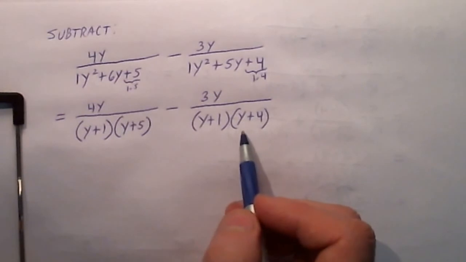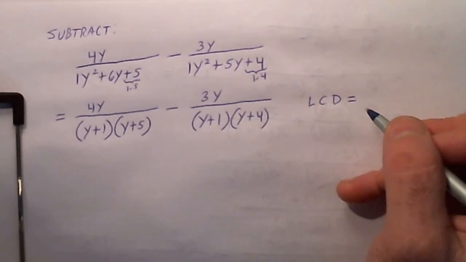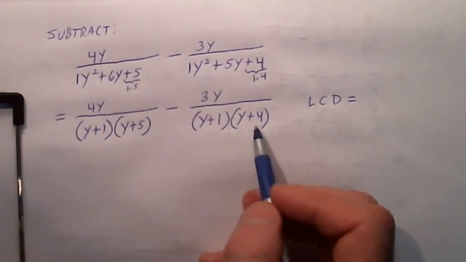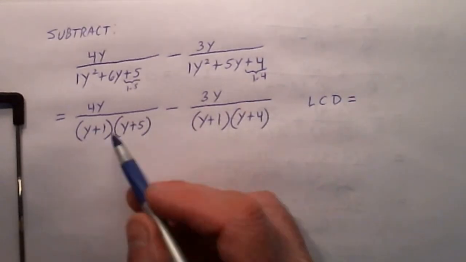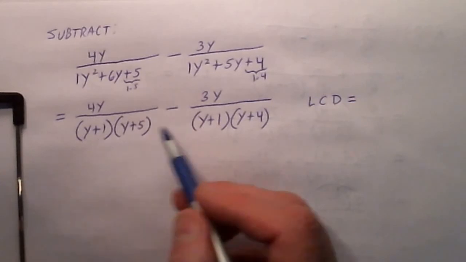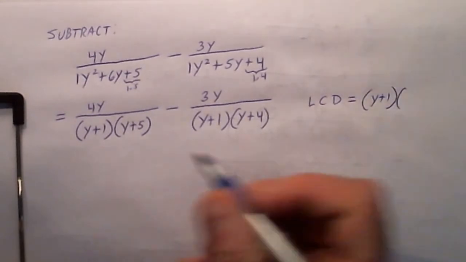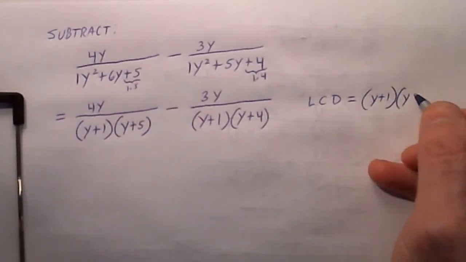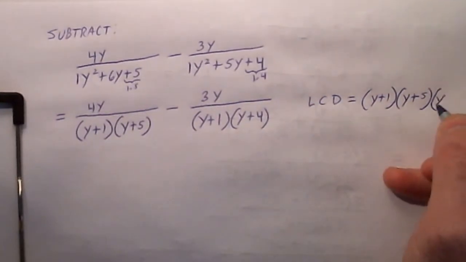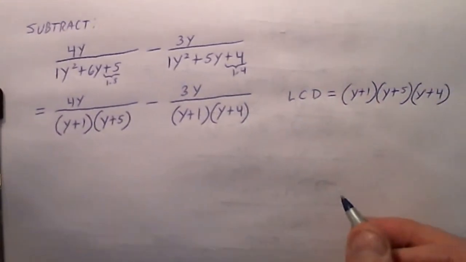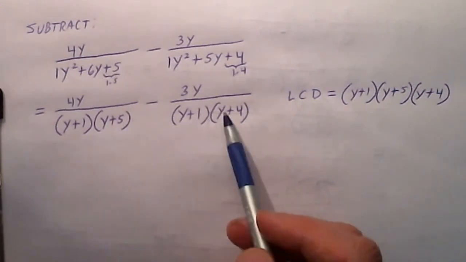Now that we've completely factored both our denominators, we can easily put together our least common denominator. In order to be divisible by both these denominators, our least common denominator is going to have a factor of y plus 1. Now, you don't say two factors of y plus 1 because there's only one factor of y plus 1 between the separate denominators. So we only need one factor of y plus 1. We're going to need a factor of y plus 5. But that's not all, ladies and gentlemen. We're also going to need one factor of y plus 4. So therefore, this is our entire least common denominator of both these denominators here.